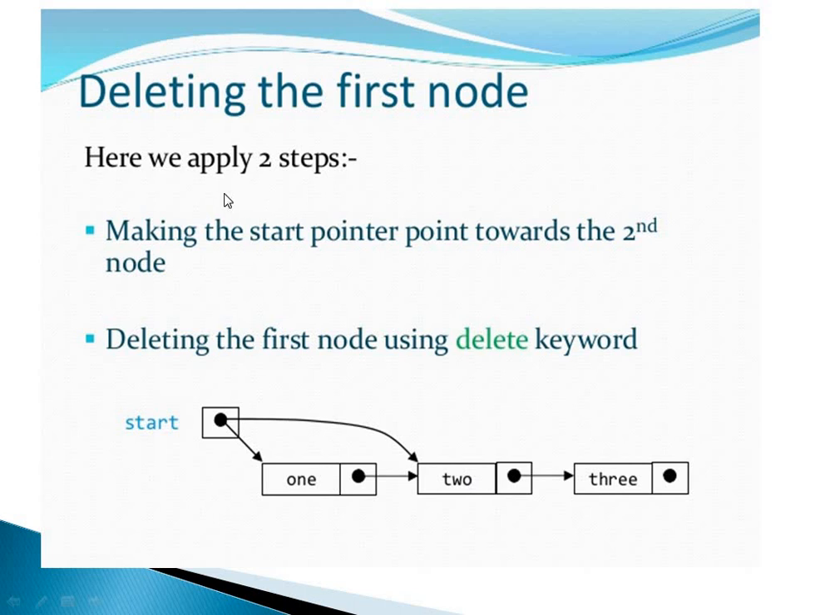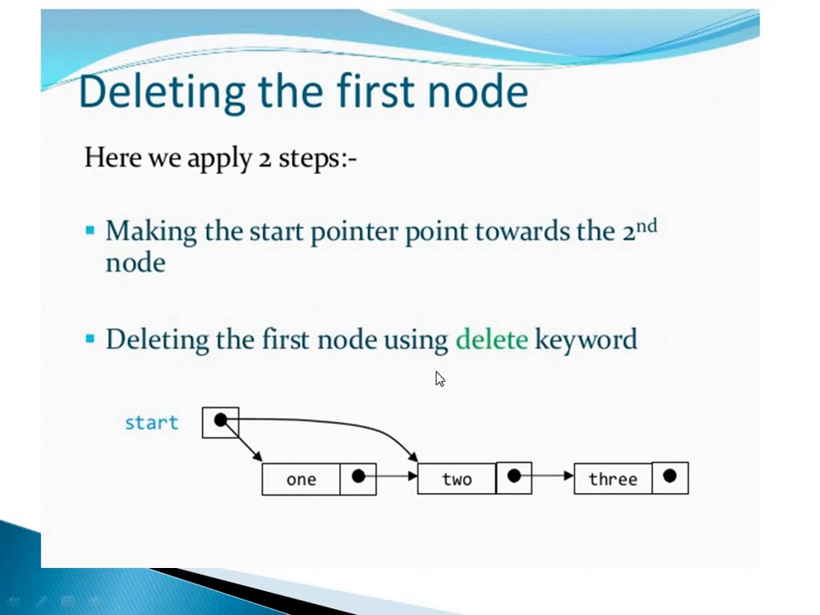Now you can see we are applying it to the first node, like from the beginning here. So we make the start pointer point towards the second node. Why? Because if you want to delete this node, it will be removed. This start pointer was earlier pointing to this particular node, but after removing the first node, the start pointer will point to the second node. So the second node will become the first node after deleting the first node.